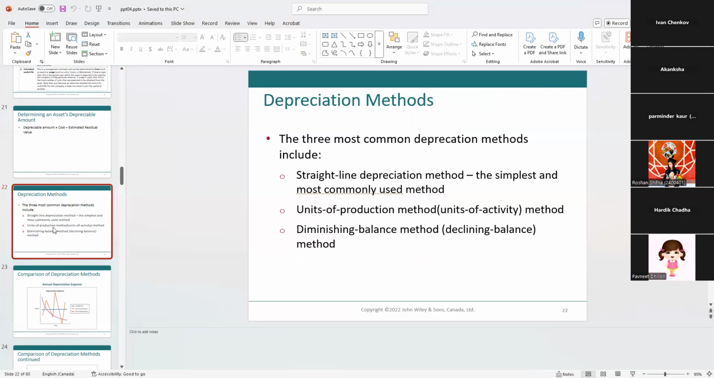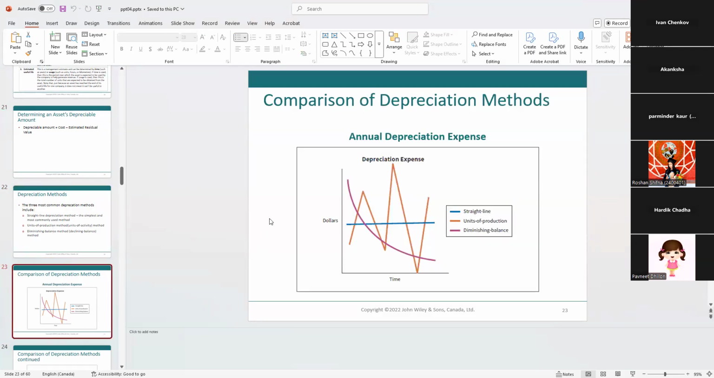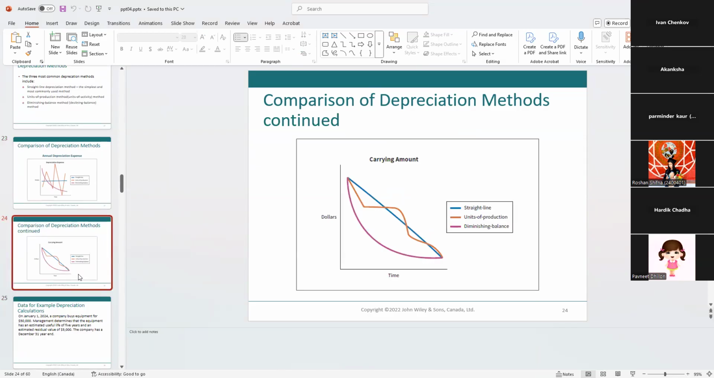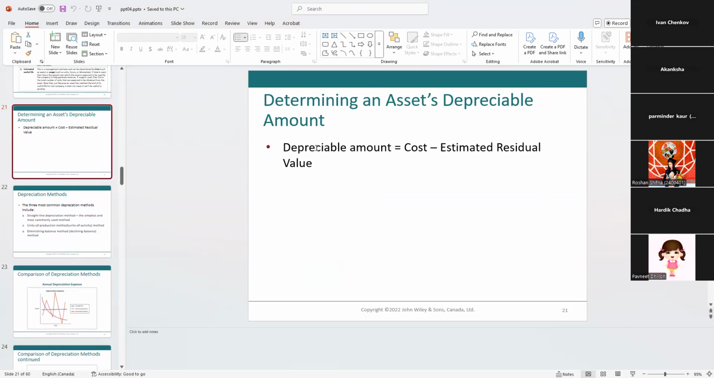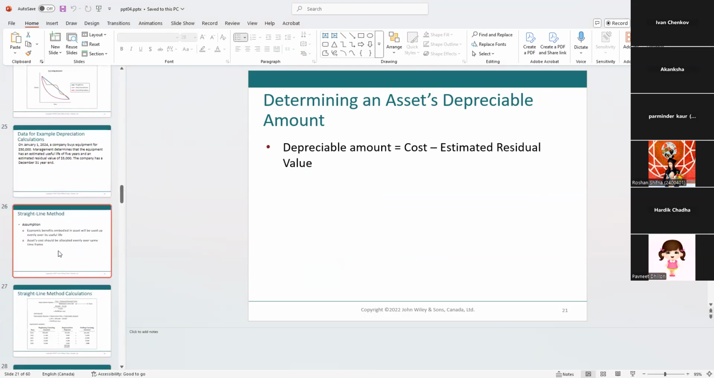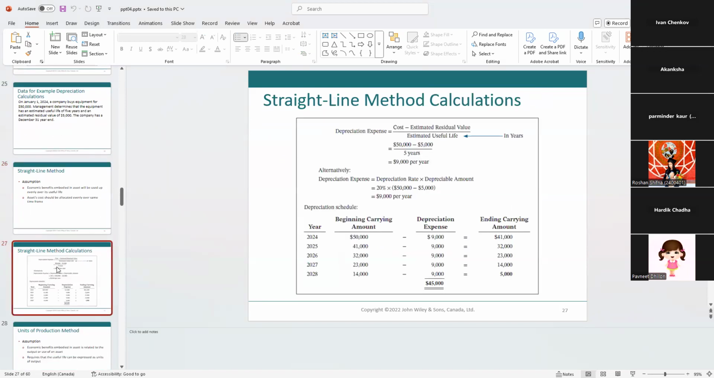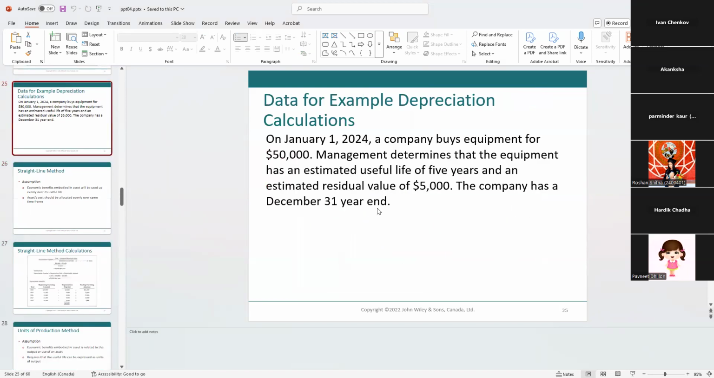And the last one is the diminishing method, or declining method. That means the depreciation amount in the beginning will be very high and slowly start getting lower. The objective with all three methods is to reach the same amount. We cannot depreciate more than the depreciable amount, and we have to leave the balance waiting for us, which is equal to the residual value. Having that in mind, we're going to start preparing our schedules.